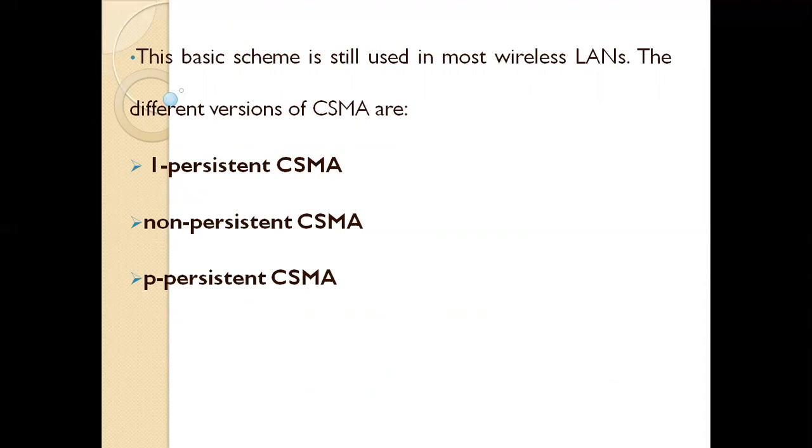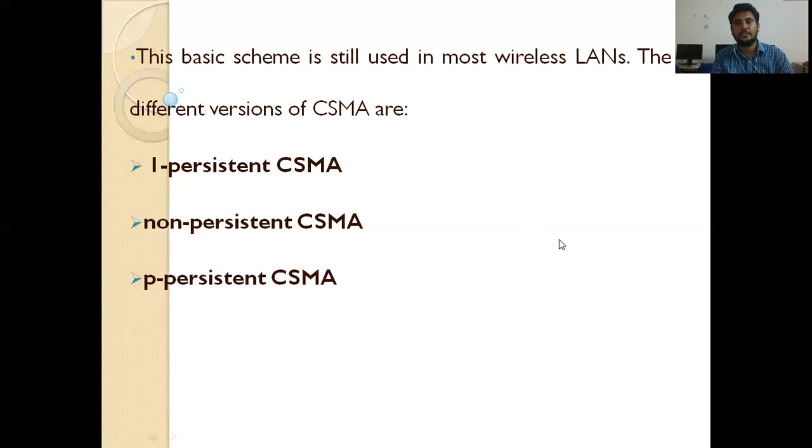Coming to carrier sense multiple access, there are three different versions. One is I-persistent CSMA, second is non-persistent CSMA, and third is P-persistent CSMA. Simply I, N, and P-persistent CSMA. The basic principle for all these versions is sensing the medium before transmitting the data packet.